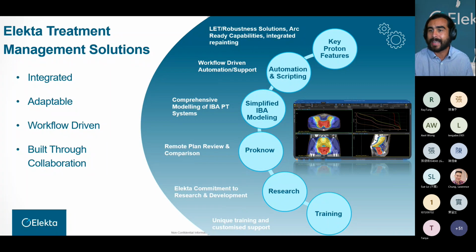We've got the market leading key proton features, such as LET and robustness solutions. We're ARC ready, and we've got integrated repainting. Some of these are very advanced features, which I'll touch upon in a second. We provide automation and scripting to drive clinical workflows, so users can customize their workflows, or they can use the workflows built into our solutions. We simplify the IBA modeling process. Like I mentioned, we have collaborated with IBA a lot during the development of this treatment planning system, so we provide very simple and comprehensive modeling tools for those pieces of hardware.